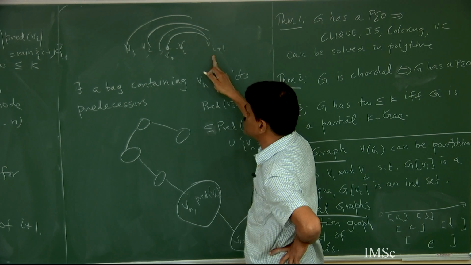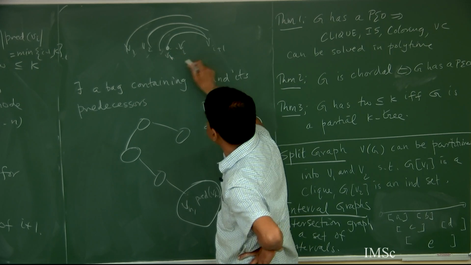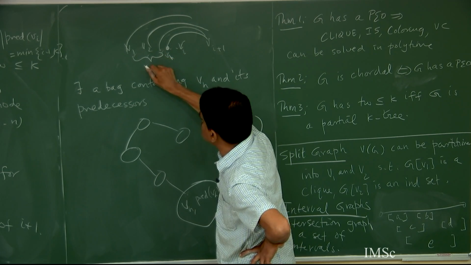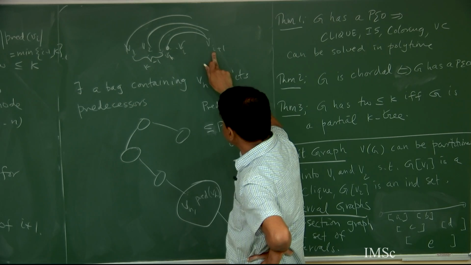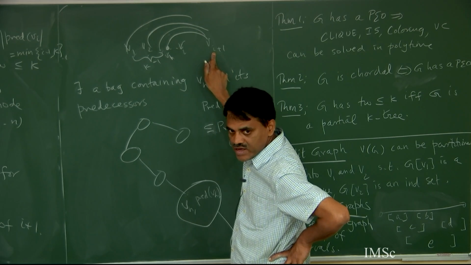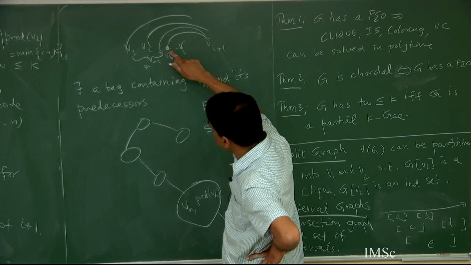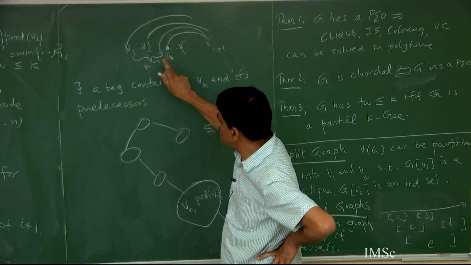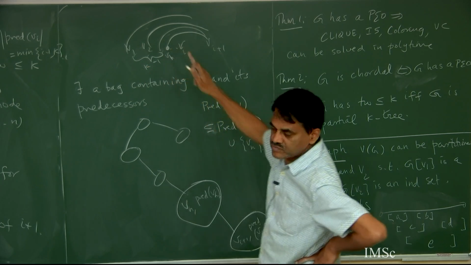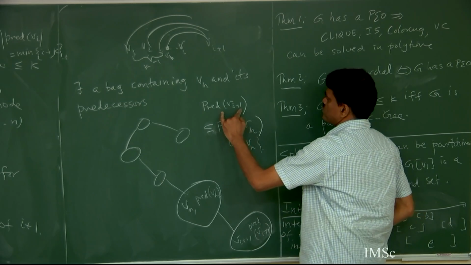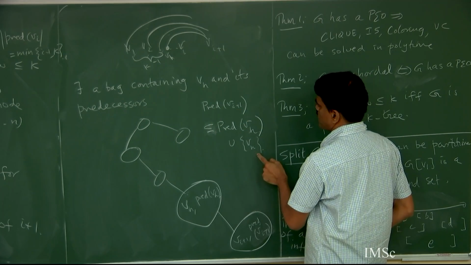So Vi plus 1 is adjacent to k vertices including Vh, right? So there is Vh and then it will be adjacent to some k minus 1 vertices here. But all the neighbors of Vi plus 1 form a clique and it is adjacent to Vh. That means all these neighbors are also adjacent to Vh. So these k minus 1 vertices are a subset of the neighbors of Vh. So the vertices adjacent to Vi plus 1 excluding Vh are a subset of the predecessors of Vh. So I am adding Vh also.